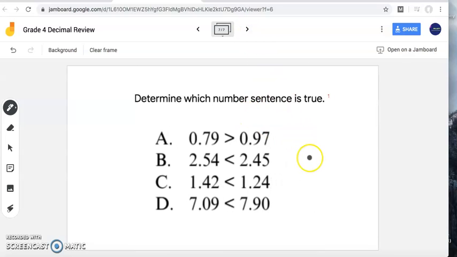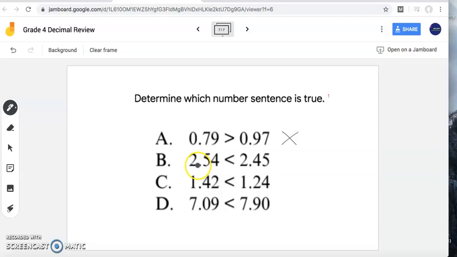And finally, we had number sentences. Your goal here is to answer each number sentence and determine which number sentence is true. So I'm going to read each of these to determine that. I have 79/100ths is greater than 97/100ths. Well, I see in my tenths place here we have a 7 and here we have a 9, therefore this has to be less than, so that's not correct.